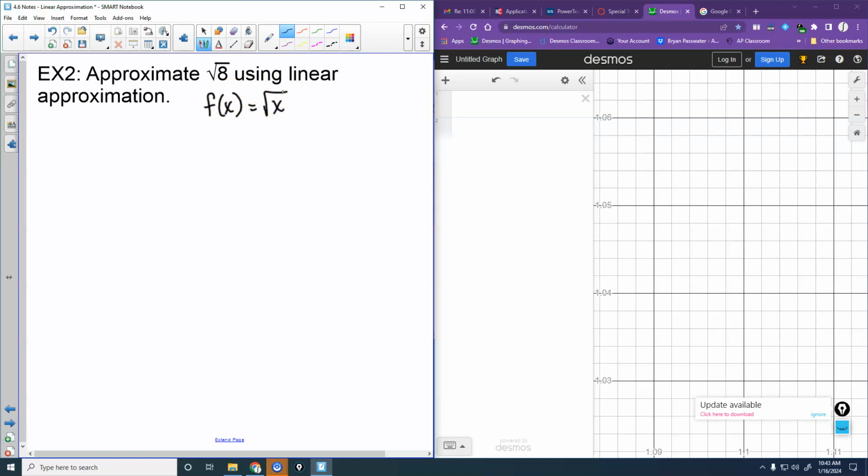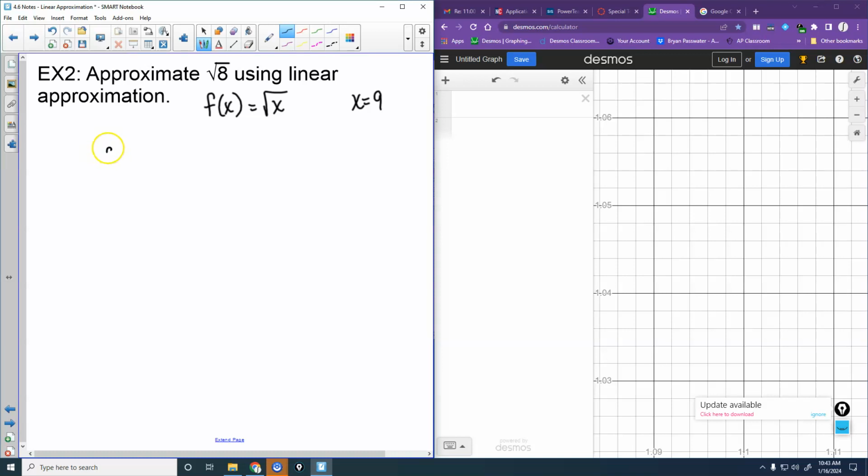Now, this one didn't tell us what point to use. What point should we use? Because we have to do this without a calculator, we should use 9, right? We're going to use x equals 9 as our point because 9 is the closest perfect square. So this particular problem didn't give you the function or the point that you're using for your tangent line. So you deduce it from what you're looking at for the function, and then you pick the closest number you could do without a calculator to be the point that you use.